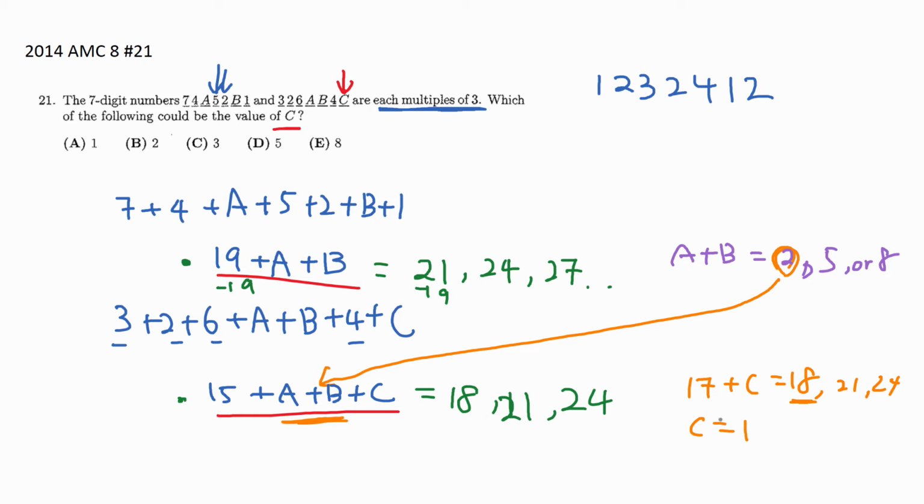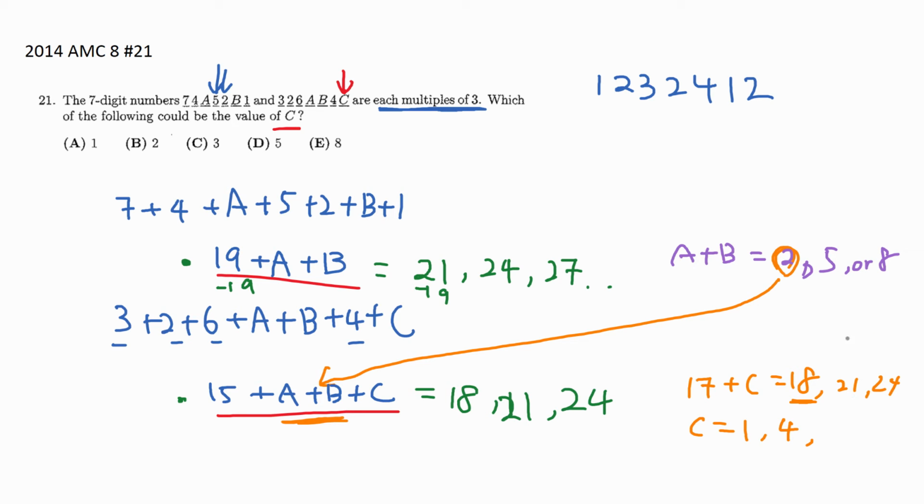And then you might go, what about 21? If you put 21, that means A plus B plus C has to be 6. And if A plus B equals 2, then C has to be 4, right? We don't have that choice up here.